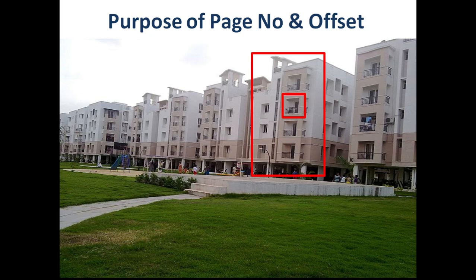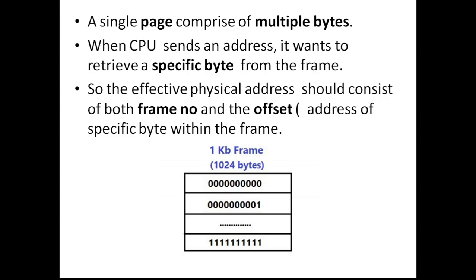Similarly, this is considered like a page. A page is a larger entity which comprises several bytes, and the CPU actually wants a particular byte within that page, and that is what the offset value is. So the page number identifies the larger memory region, and the offset identifies the specific byte within that particular memory region, and that is the purpose of having both the page number and offset. A single page comprises multiple bytes, and whenever the CPU sends an address, it actually wants a particular byte to be retrieved, and it is not going to need the entire page.